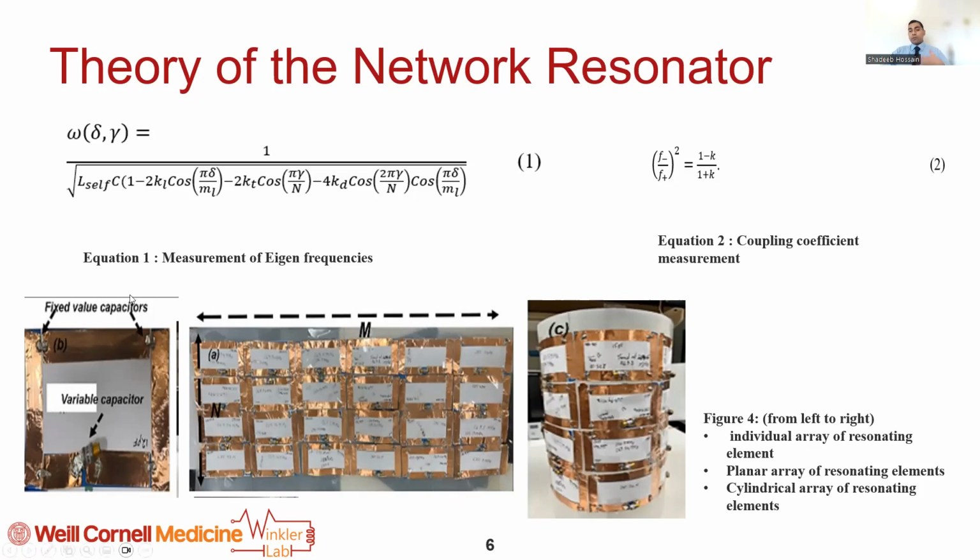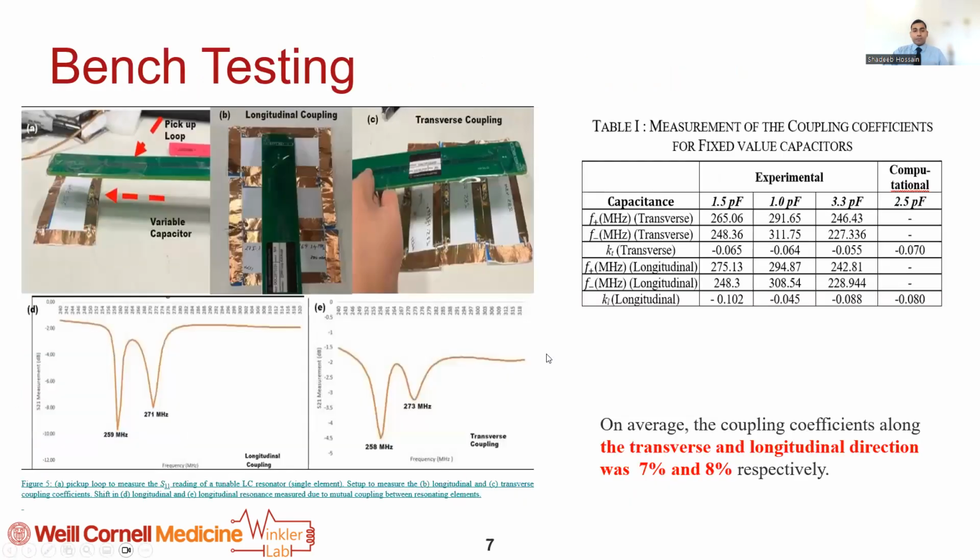Because if it's a whole body coil, it would be a different size. If it's just the head, it's a different size. If it's just the hand, it would be a different size. So it depends on that. So this is the planar model, and this is the cylindrical model.